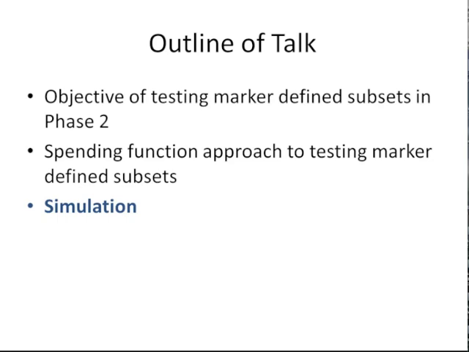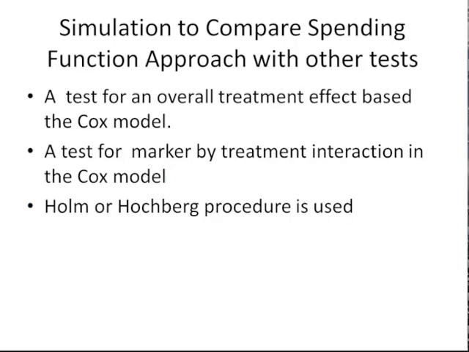Now let's look at the results of a simulation that compared the results of this spending function procedure with some other benchmark approaches to testing marker-defined subsets. Okay, so 3 benchmark tests are included in the simulation, in addition to the spending function approach discussed here today: an overall test for treatment effect, a marker by treatment interaction test in the Cox model, and a test based on the Holm or Hochberg procedure.